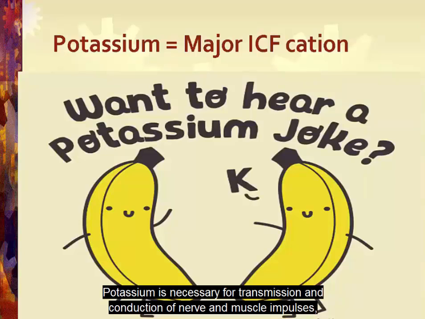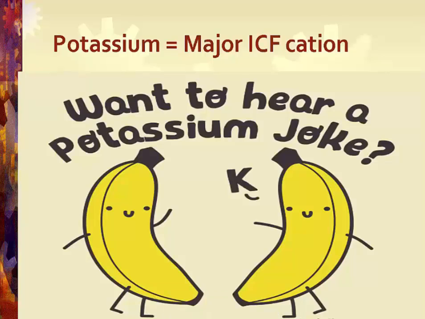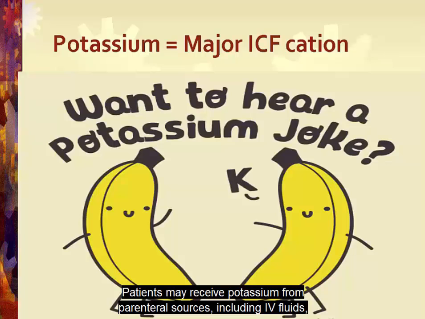Potassium is necessary for transmission and conduction of nerve and muscle impulses, for cellular growth and maintenance of cardiac rhythm. Sources are fruits and vegetables like bananas and oranges. Salt substitutes have potassium in them. Potassium is regulated by the kidneys. Patients may receive potassium from parenteral sources, including IV fluids, transfusions of stored hemolyzed blood, and medications like potassium penicillin.